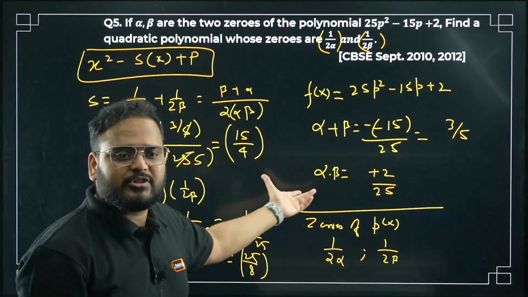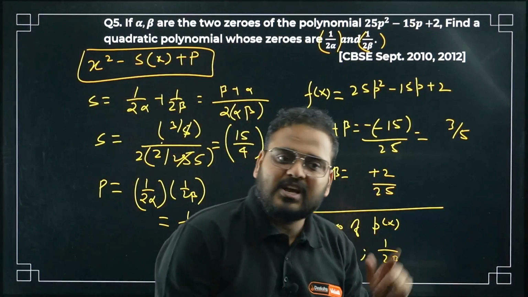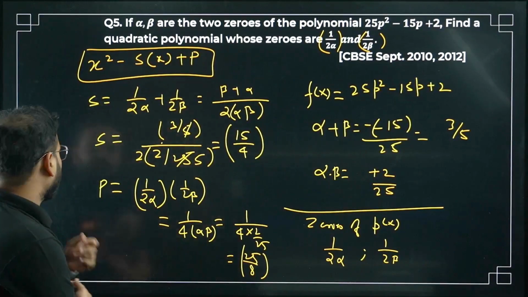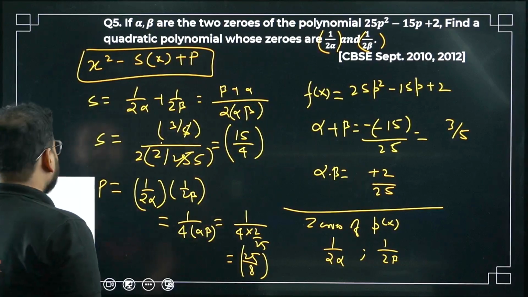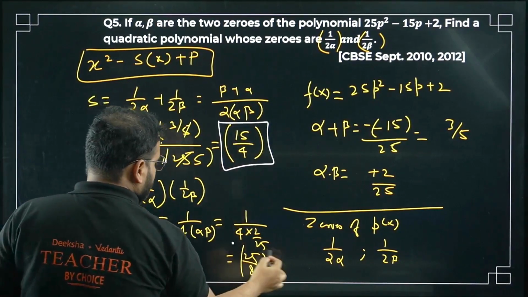If you're not sure, do the calculation. I think I missed that 2 over here. That's a mistake, so please change that. I'll highlight it over here. The sum value will be this, and product is 25 by 8.